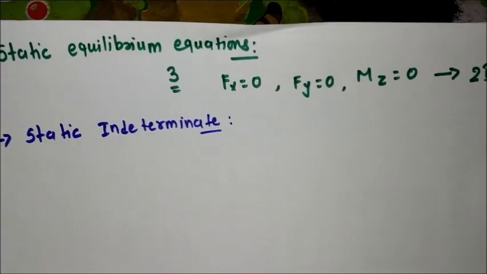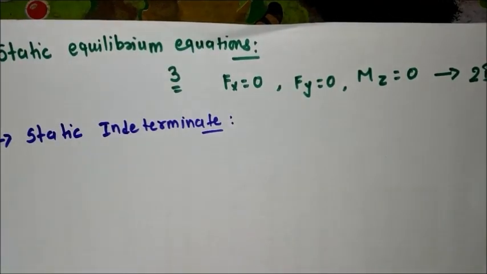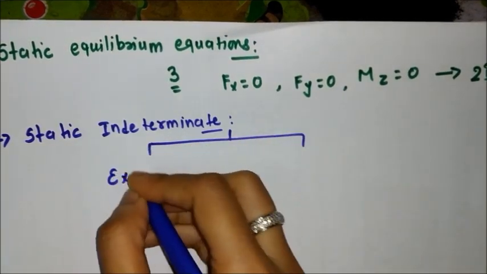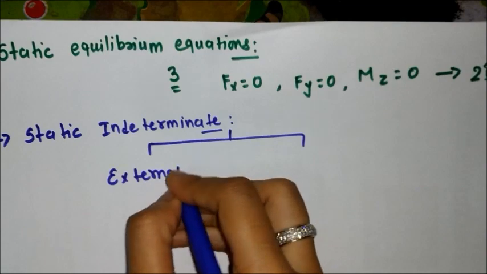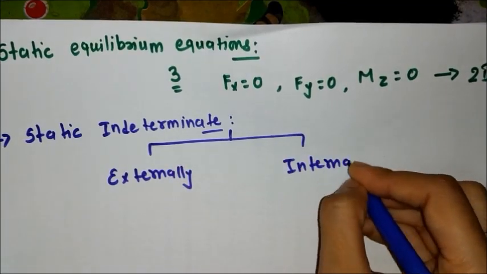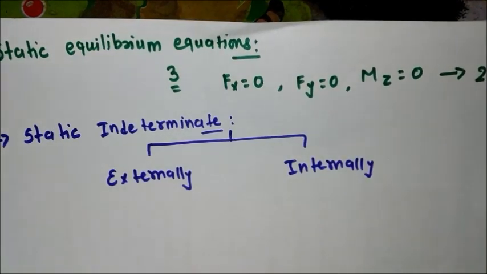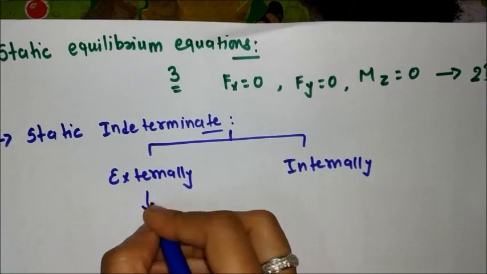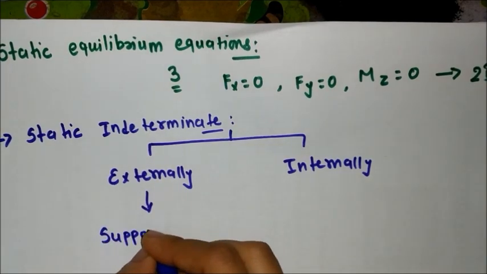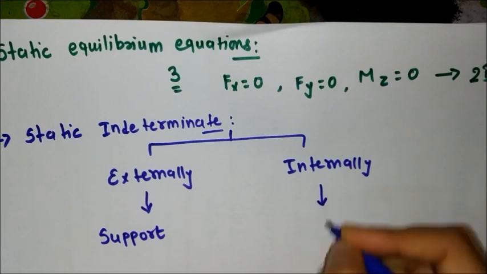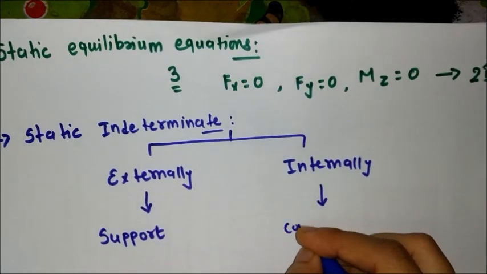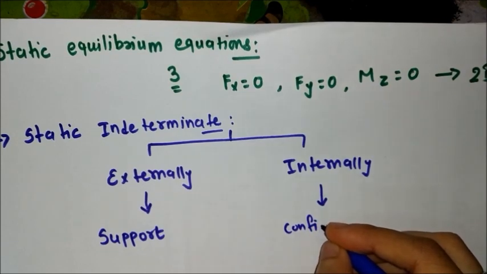A structure can be statically indeterminate externally and internally. External stability depends upon the support of the system, and internal stability depends upon the configuration of joints of the structure.